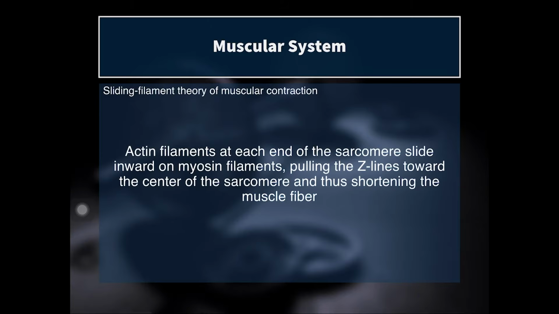Now, to summarize the sliding filament theory of muscular contraction, we would say that actin filaments at each end of the sarcomere, anchored to those Z lines, slide inward on the myosin filaments because of the globular myosin heads performing the power stroke, and that pulls the Z lines toward the center of the sarcomere and thus shortens the muscle fiber.